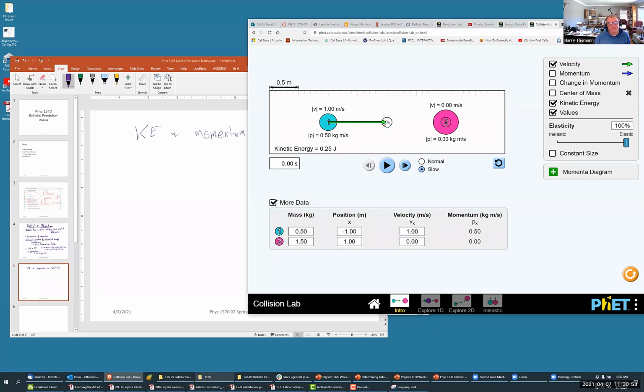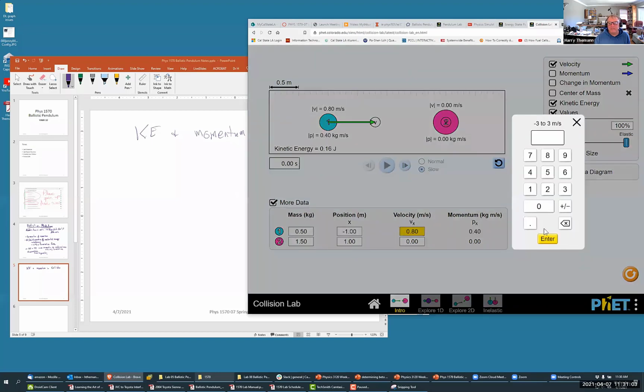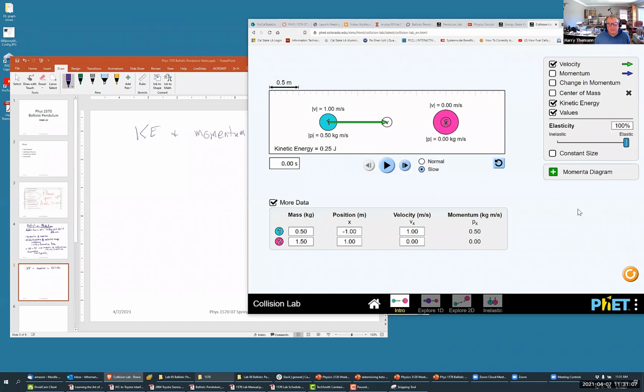And you drag this vector to make it what you want. I wonder if I can type it in here. I can. Nice. 1, enter. Nice. That makes it easier. Okay.